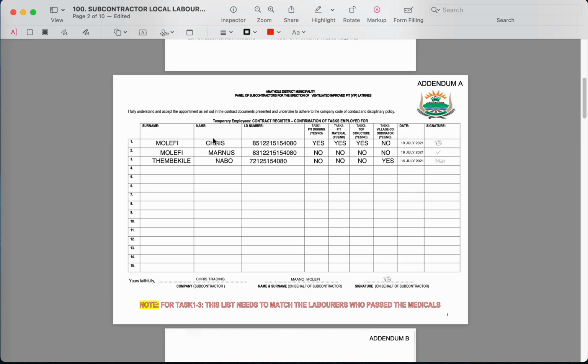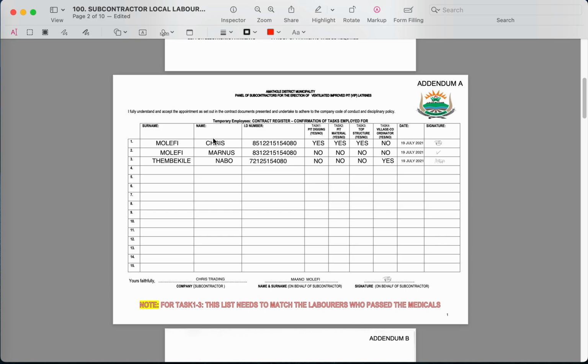And then number two, Marnus, you will scan the certified ID copy of Marnus Molefi, the EPWP form of Marnus Molefi, and the medical certificate for Marnus Molefi. Number three, you will give out the certified ID copy of Nabu Tembekile, the filled EPWP form for Tembekile Nabu, and the medical record for Tembekile Nabu.